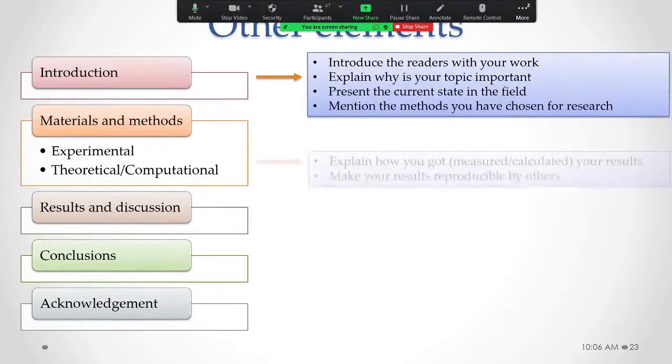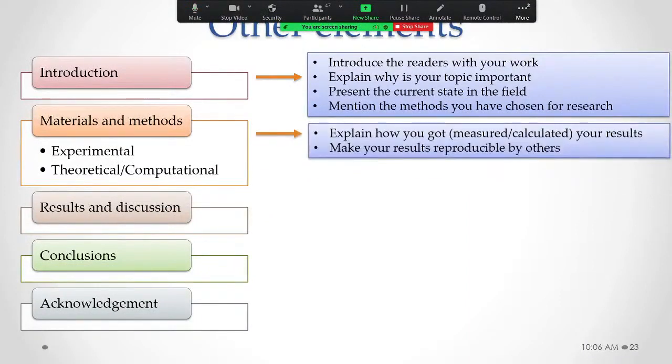After the introduction, there comes the chapter called Materials and Methods. In this chapter, you have to explain how you got your results. So, if you did some measurements, you have to explain how you measured your results. You have to explain in detail which scientific tool, which scientific equipment has been used.